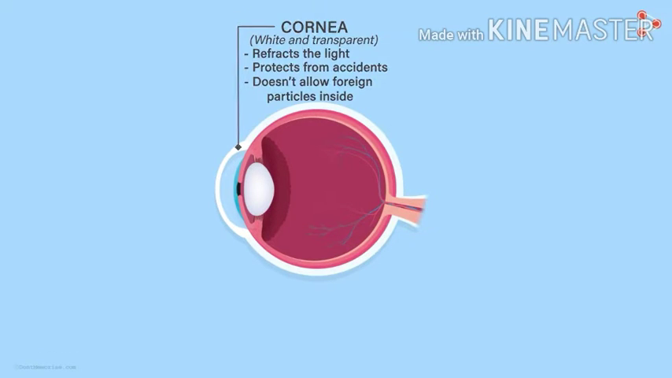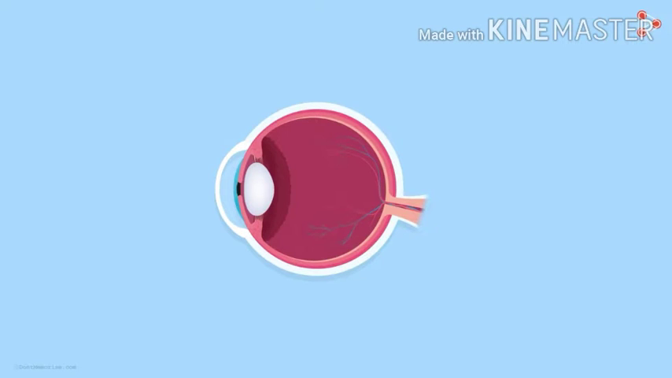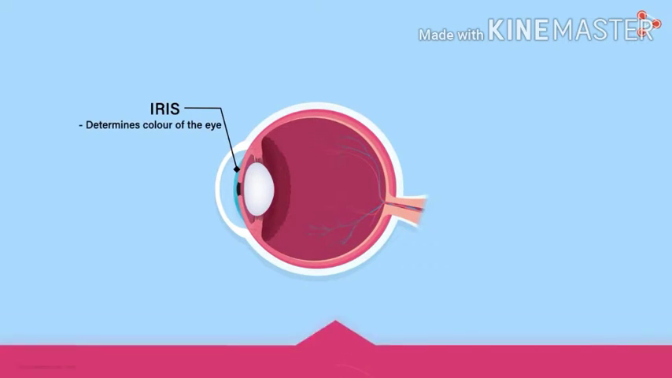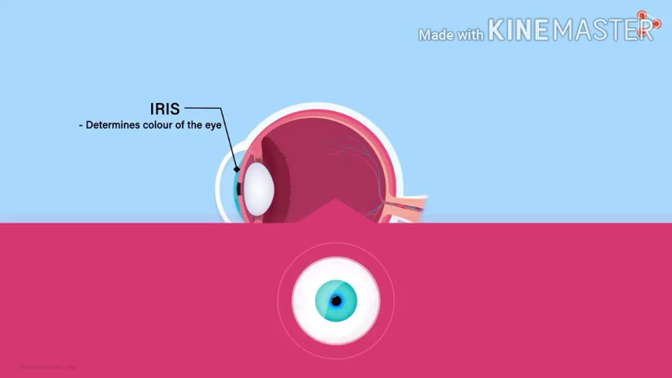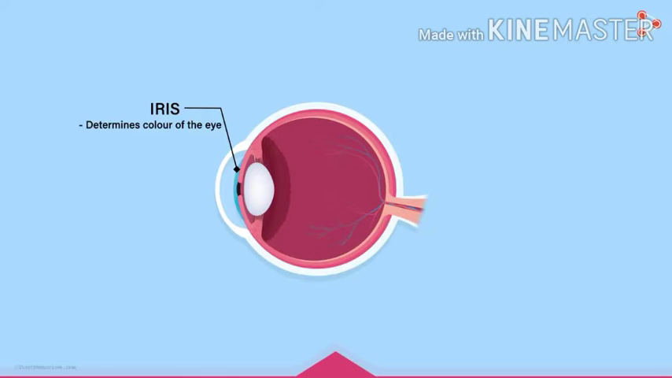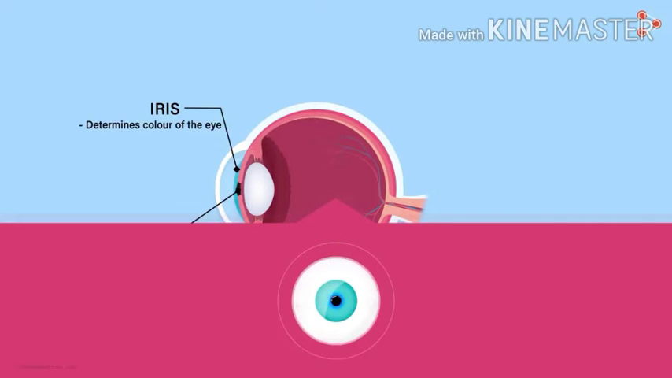Let's now talk about the things present inside. Behind the cornea, there's a dark muscular structure called the iris. The iris determines the color of the eye. For instance, when we say that a person has blue eyes, it means that the color of the iris of the person's eye is blue. Now there is a small opening at the center of the iris for the light to enter. Do you know what it's called? It's called the pupil.